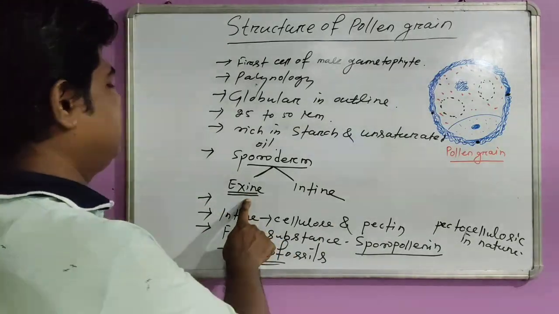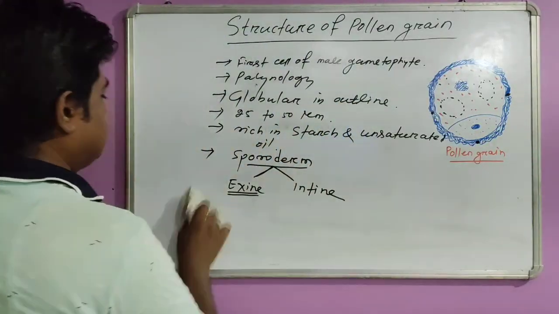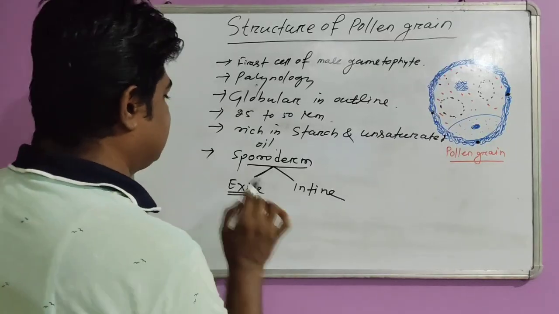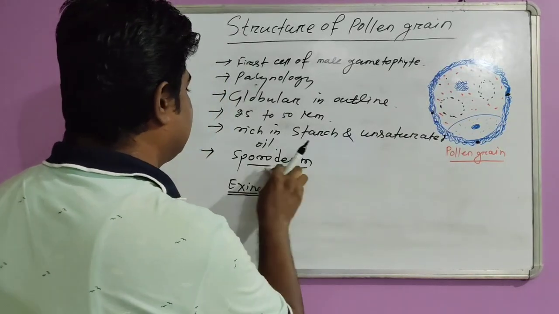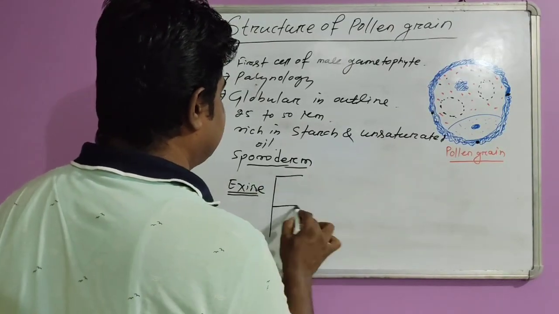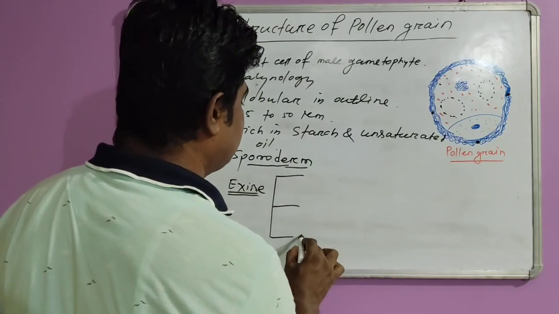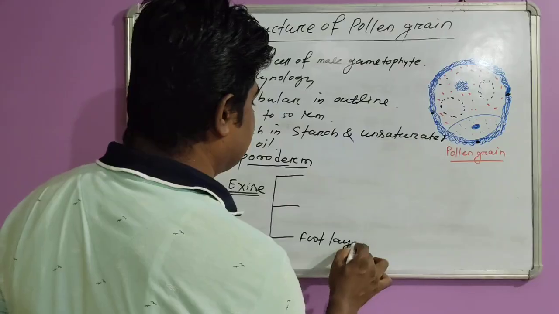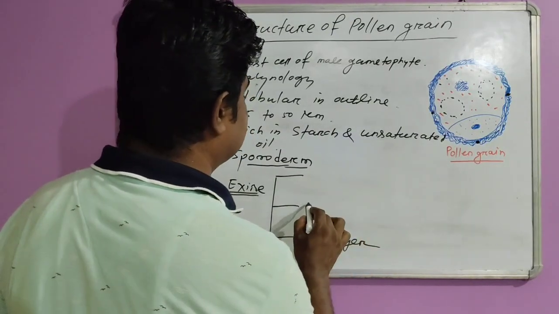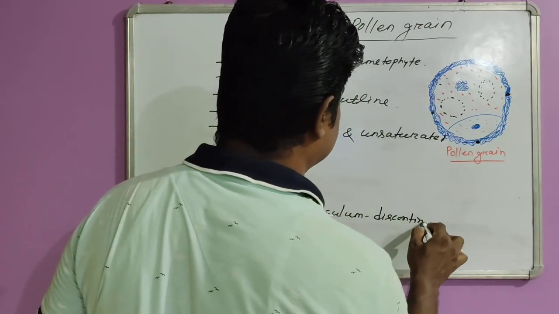Further, the exine is differentiated. Now we'll study the structure of exine. The exine is further differentiated into three layers: an inner, continuous foot layer, and a middle discontinuous layer, that is baculum.